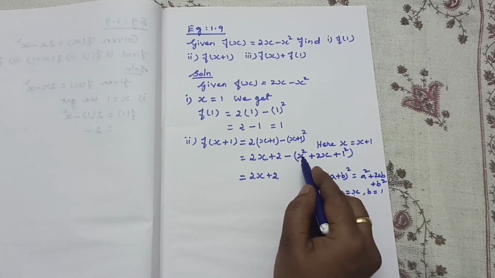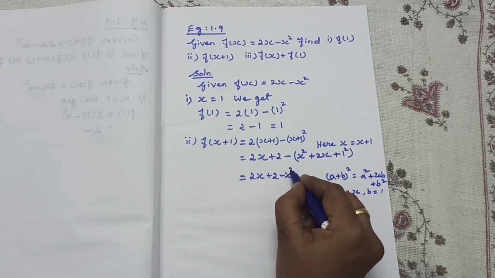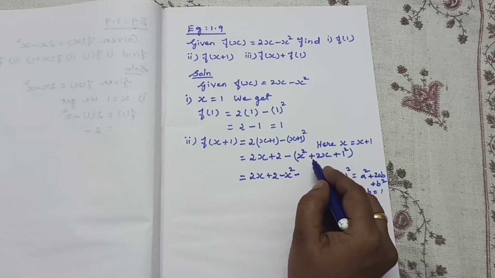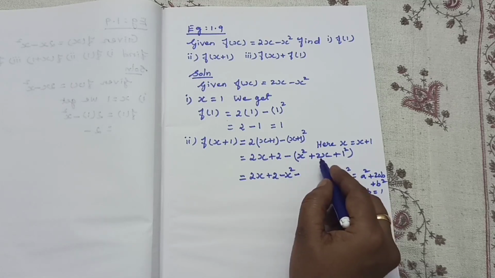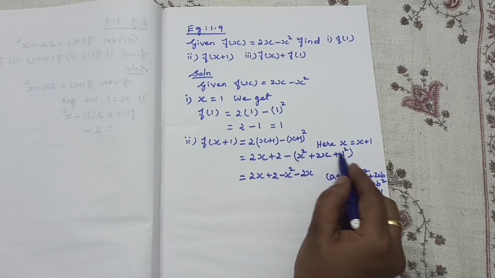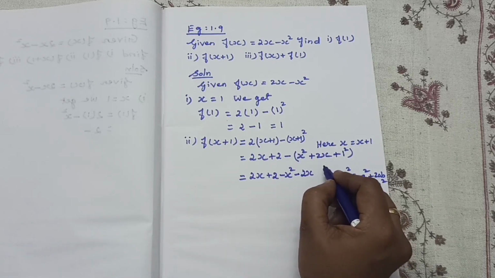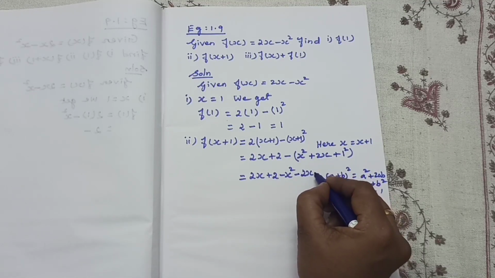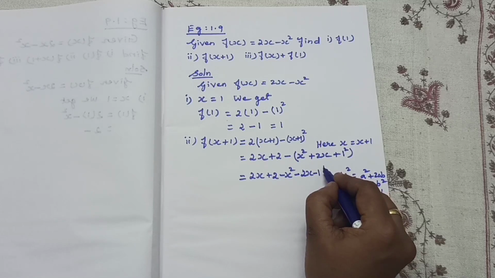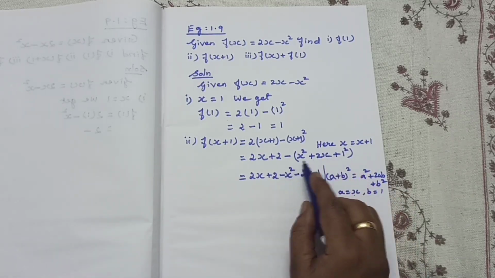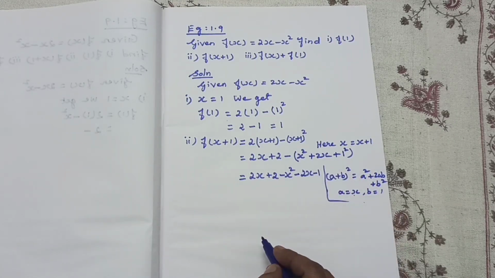Then minus into x square is minus x square. Minus into plus is minus 2x. Here 1 is there. 1 into 1 is what? 1, isn't it? Then minus into 1, minus into plus is minus 1. Have you understood? 1 square is 1. Anyway, here 1 we will get.